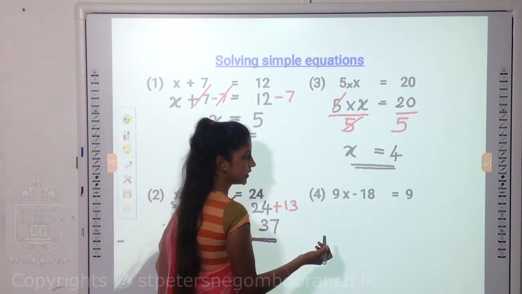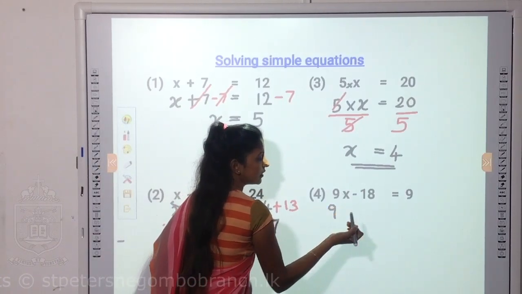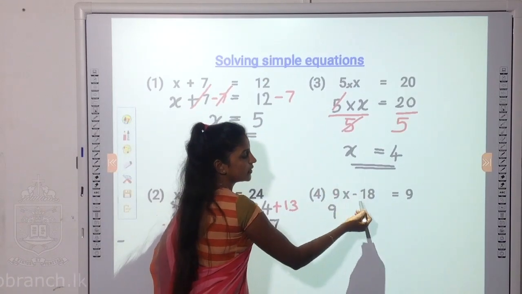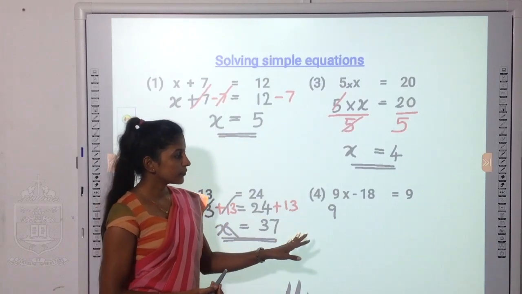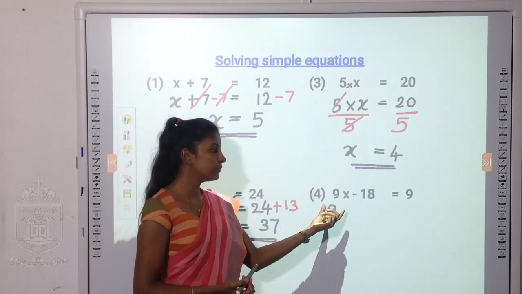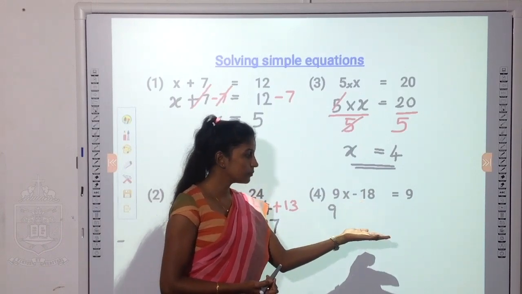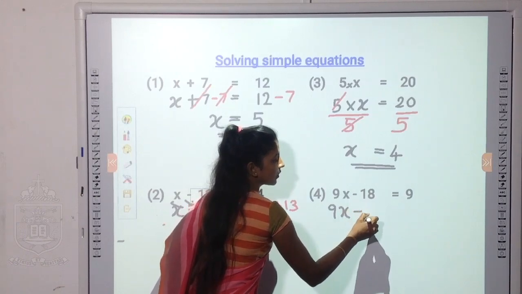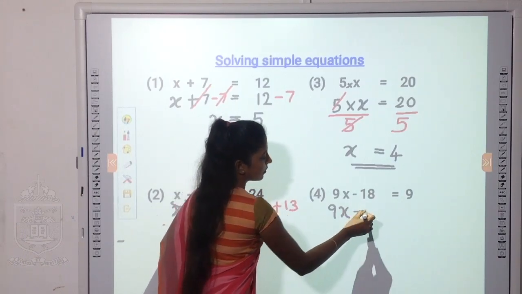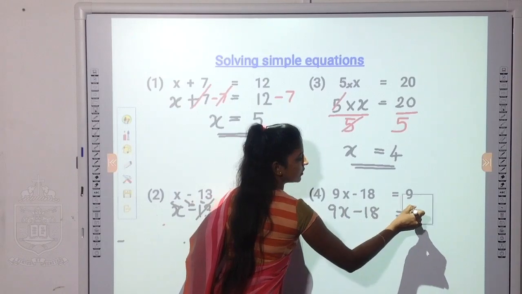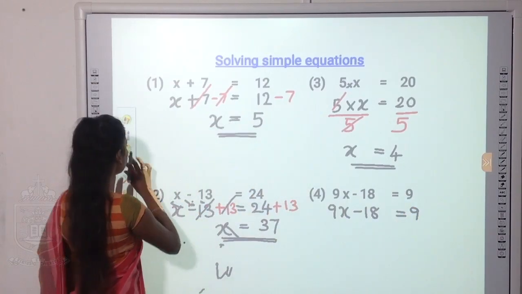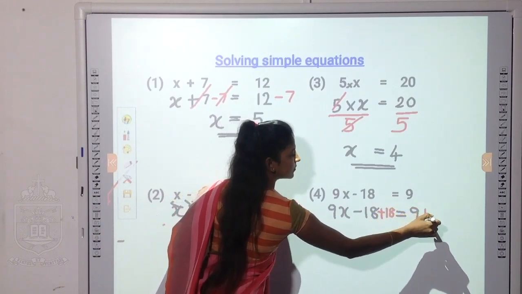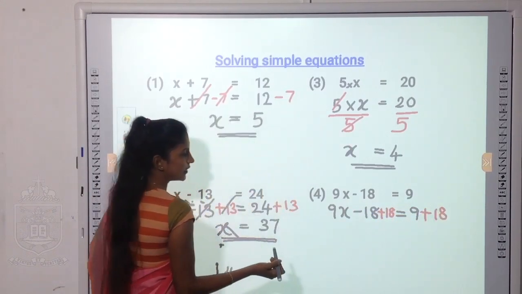So 9x minus 18 equals 9. So you can see there are two terms in this expression, right? The first term is 9x, the second term is minus 18. So in solving this equation, before simplifying the 9x part, you have to simplify minus 18 first. So when simplifying minus 18, you know the opposite of minus 18 is plus 18. So you can add 18 to both sides.